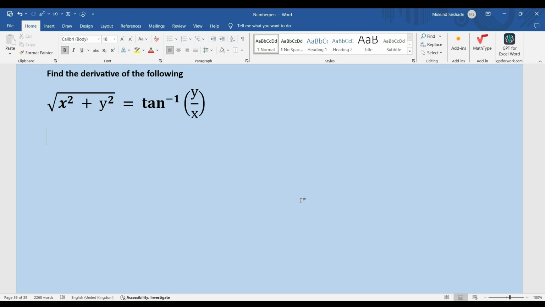So there we have the problem on our screen. Find the derivative of the following. Square root of x square plus y square equals tan inverse of y by x, right? So we have an implicit function here for y, and it's okay to represent our final answer in terms of y and x, right?